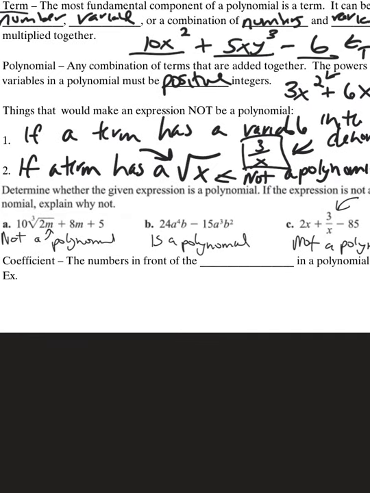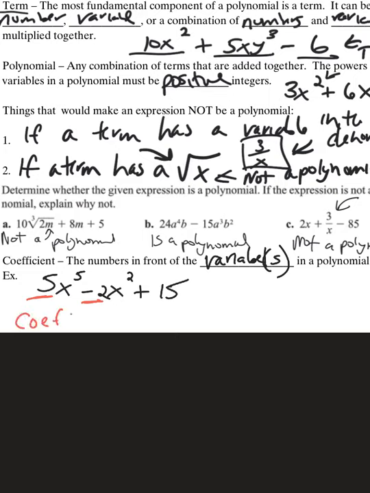Last one, we're going to talk about coefficient. This is the numbers in front of the variable. I'm going to use it in a polynomial. For example, if you have 5x to the 5th minus 2x squared plus 15, the things that we would call coefficients are the 5 and the negative 2. Coefficients are in front of variables. So in this case, it's 5 and negative 2. There's two coefficients because there are two terms that have a variable.